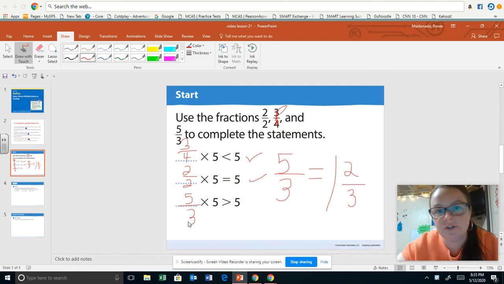Okay? So you're really applying those 3 rules from the second slide. Is my answer going to go up? Is my answer going to go down? Is it going to stay the same? Let's try one more together.